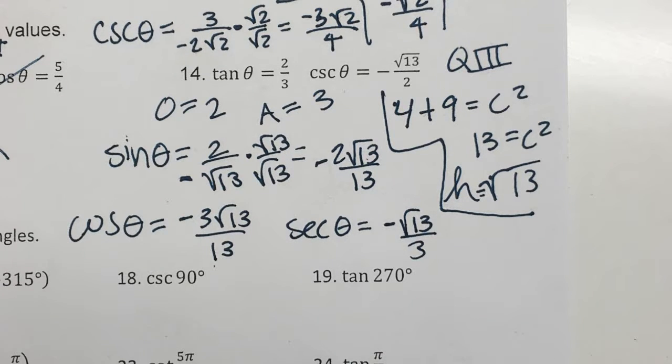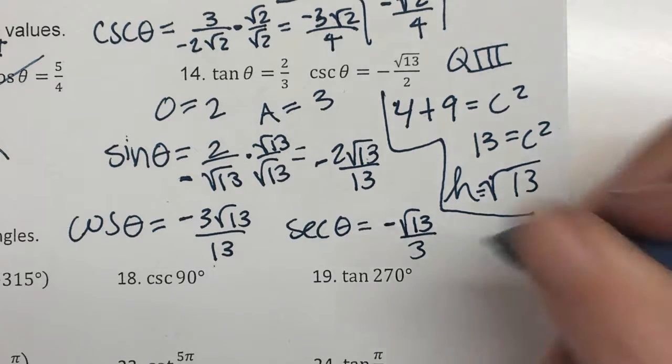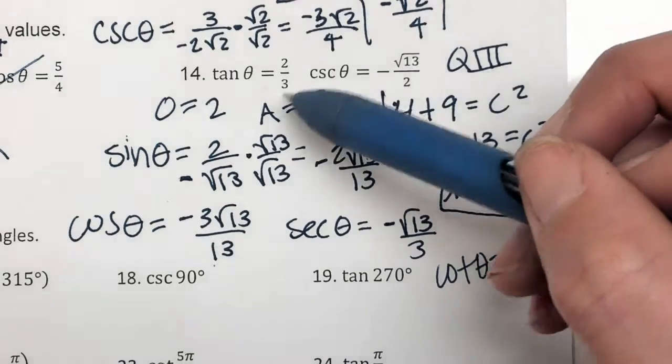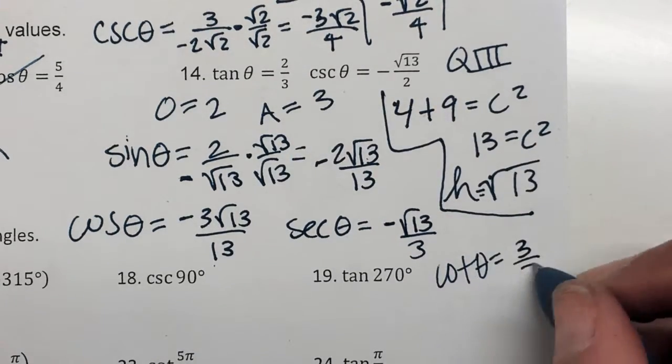Alright, I have 1, 2, 3, 4, 5 so far. What's my last one I'm missing? Cotan, and that's going to be the opposite of? Yes, so it's going to be 3 over 2. Very good.